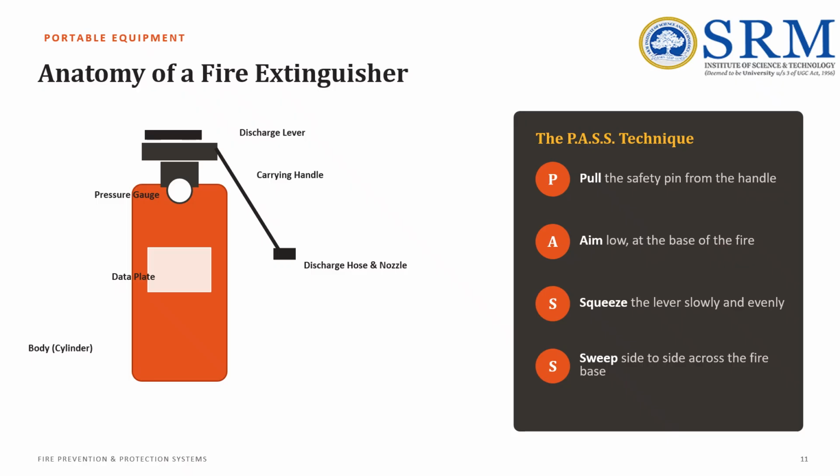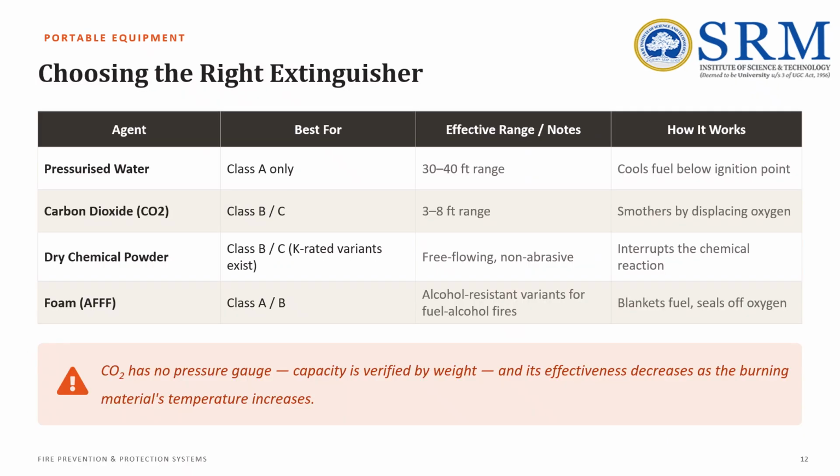To operate an extinguisher safely, remember the PASS technique. P stands for pull the safety pin. A stands for aim the nozzle at the base of the fire. S stands for squeeze the operating lever. The final S stands for sweep the nozzle from side to side until the fire is completely extinguished. Always keep a safe exit behind you while operating a fire extinguisher.